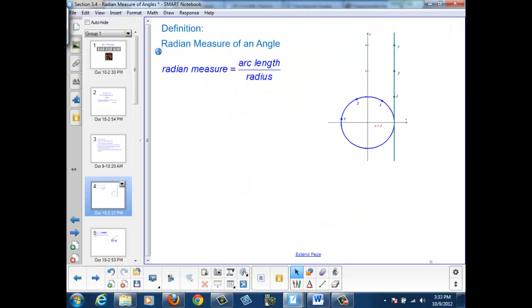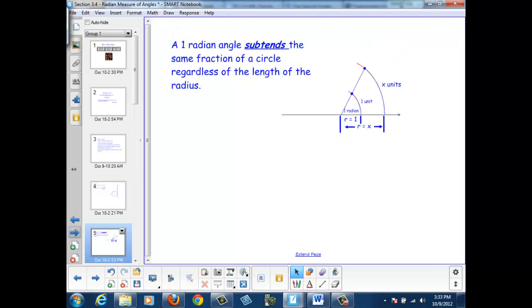The great thing about this radian measure is that it doesn't matter how large the circle is we're working with. If we wrap 1 radian around the circumference, it will always be the same angle, 57 degrees. So regardless of whether I have a 1 unit circle or an x unit radius for the circle, the same angle is subtended for the circle if we wrap 1 radian.